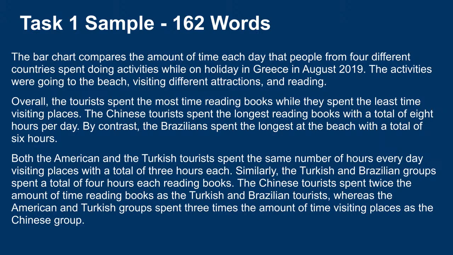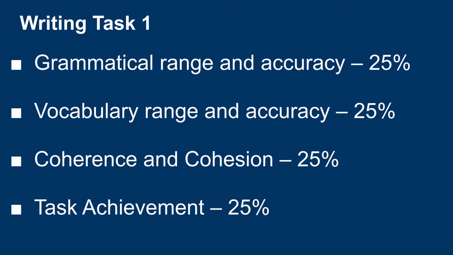Vocabulary is great. Using words like compare and by contrast, similarly, all these transition sentences are connecting words, and so on. Coherence, cohesion, it's very easy to understand. The grammar helps us to understand. And the task achievement. Did they summarize that graph? Yes, they did. They did a great job. So that's how we would score that.